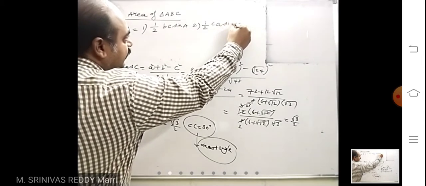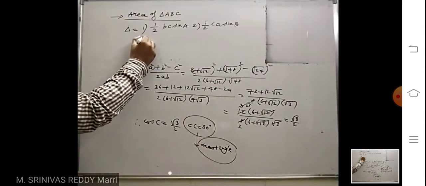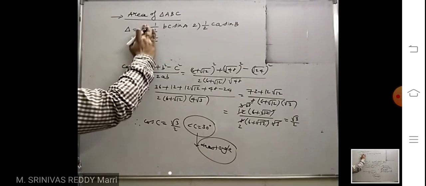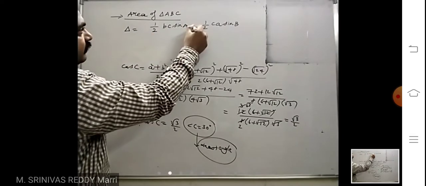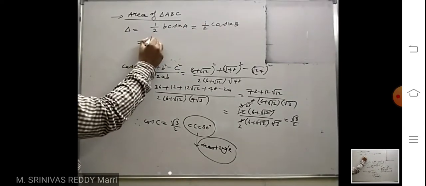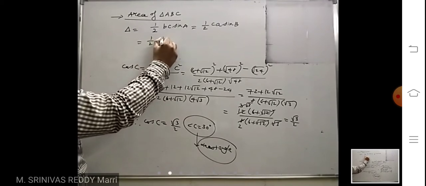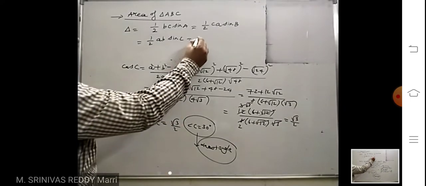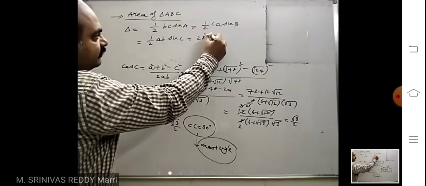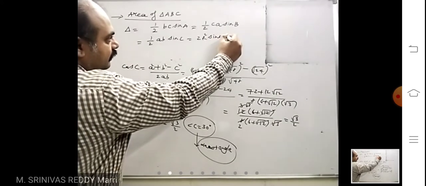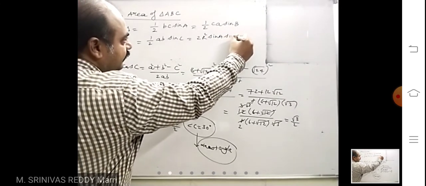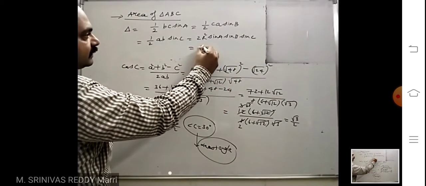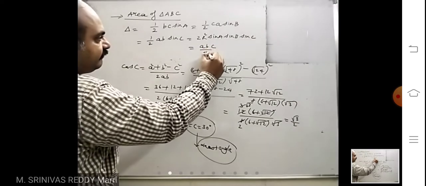Next formula is half CA sin B. Next, formula number 3, half AB sin C. These are all equal, you can write any formula. Then another formula is 2r square sin A sin B sin C, or otherwise ABC divided by 4r.